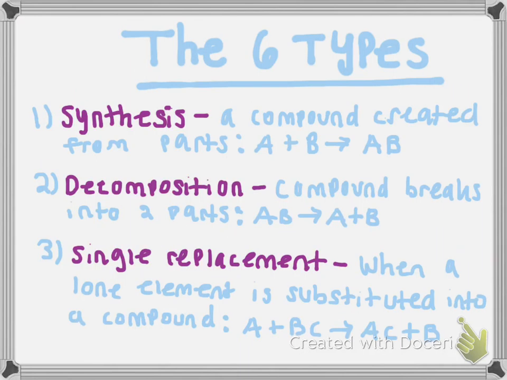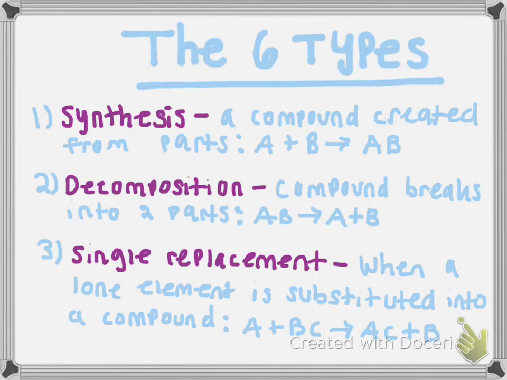So, the first step in understanding reactions is to know the 6 types. The first type would be synthesis, and it's a compound created from parts. Here I have A plus B equals AB, so they're being combined.